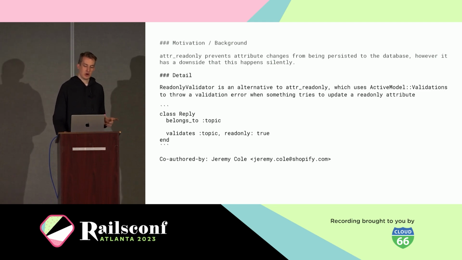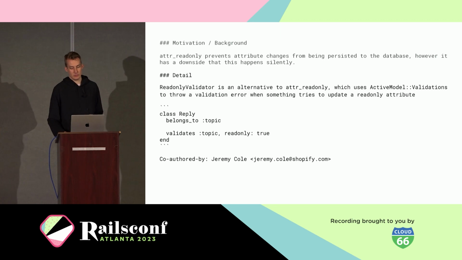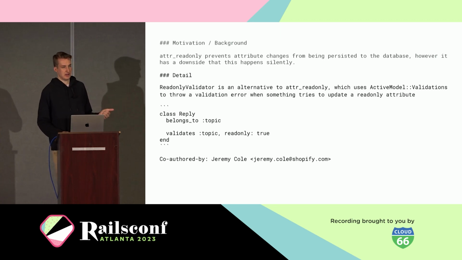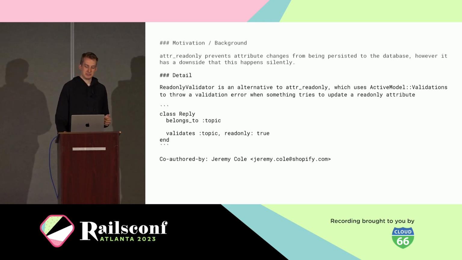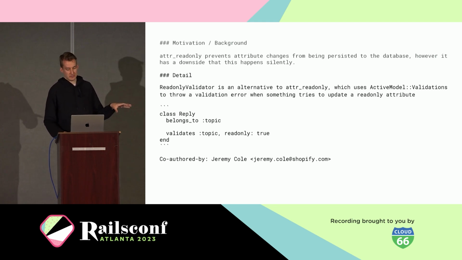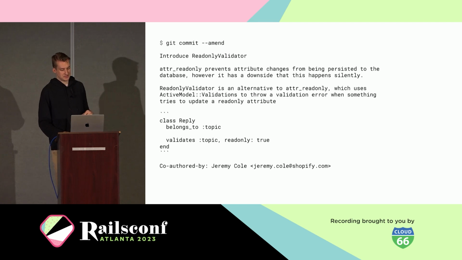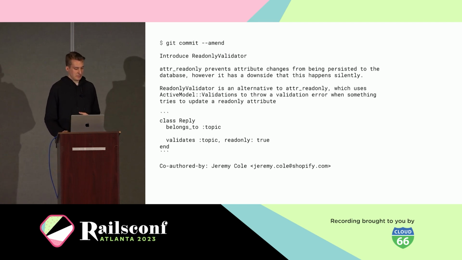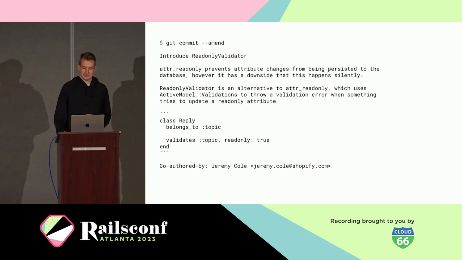In addition, I've added a co-authored-by line at the bottom for the original author of the code I'm upstreaming, which will give them credit for the commit both in GitHub and on the Rails contributor website. As a side note, I actually prefer including all of this information in the commit message itself, so let's update that too. We can amend the commit with the updated information.